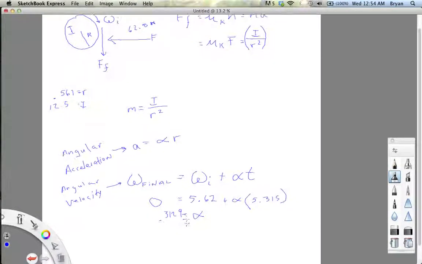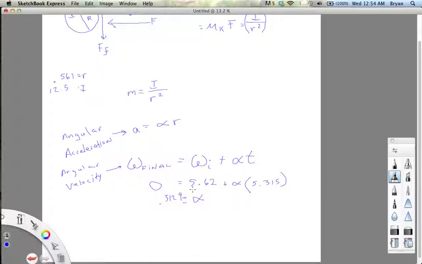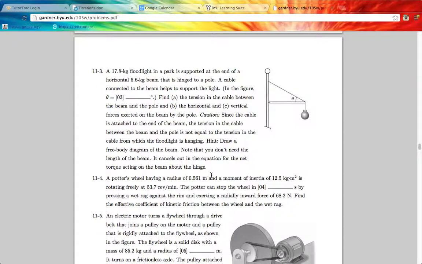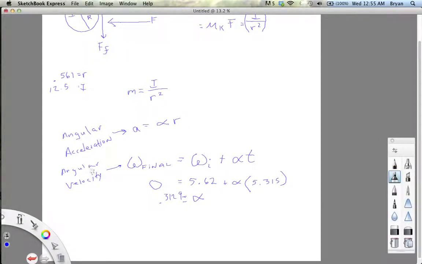Okay, so essentially you're like, well, how the heck was this 5.62? And what you have to do is make some changes. So they give you 53.7 revolutions per minute, but the problem is omega, or angular velocity, is always in radians per second. So take whatever number you had there. I had 53.7 revolutions per minute, and do some dimensional analysis.